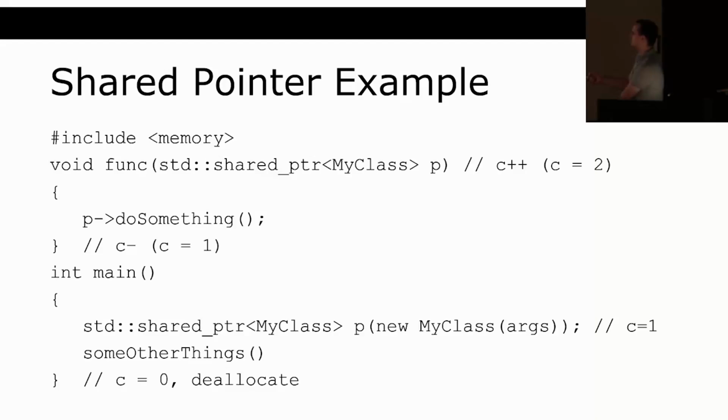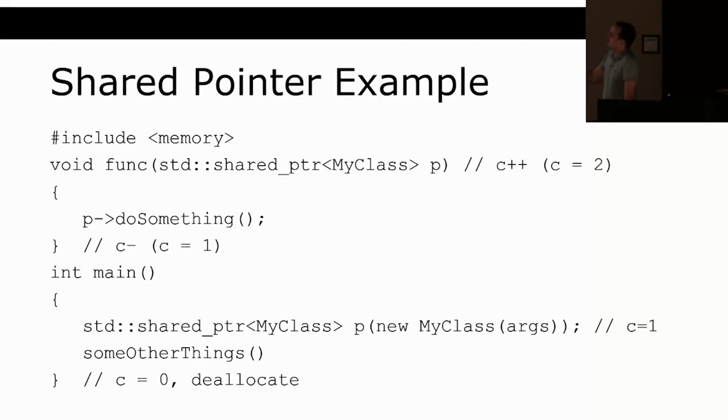Now, if I had called func with a shared pointer of my class, P, then in that function this object gets copied because it's passed by value. Whenever you copy a class, its copy constructor gets called. In the copy constructor, it increments that reference count, because now not only could something be using it in main, but something could be using it in here.